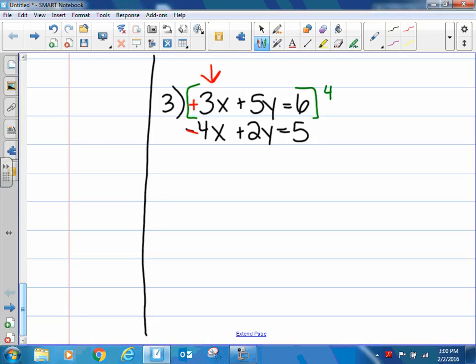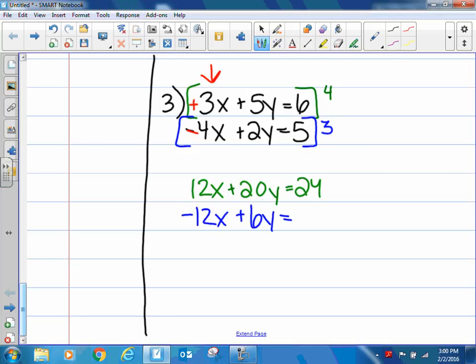So I'm going to get 12x plus 20y equals 24. Well, then just like I did to the top, I'm going to do to the bottom, but this time I'm going to multiply the bottom by 3 because I want those leading numbers to both be 12 so that they could cancel each other out. Now, as long as you're doing it to the whole equation, it doesn't matter that we're multiplying by 4 or 3. As long as you multiply every term in that equation, it's okay. So now I multiply everything by 3. I get -12x plus 6y equals 15.